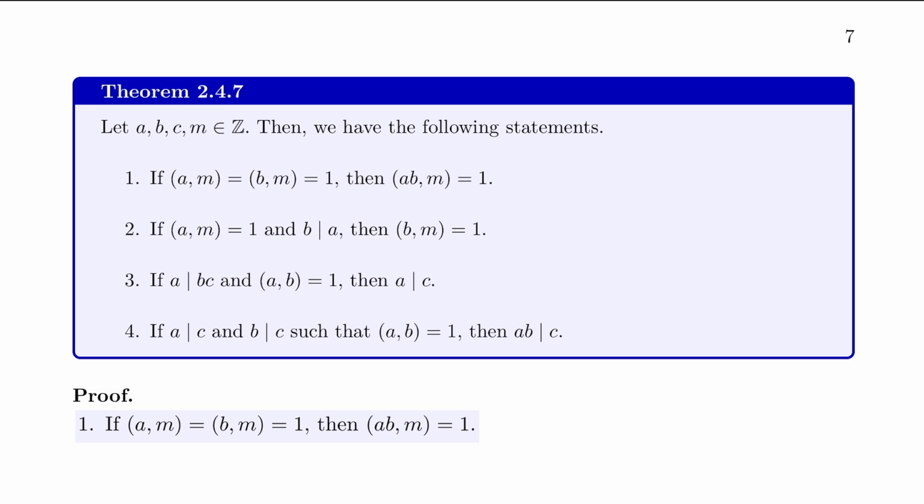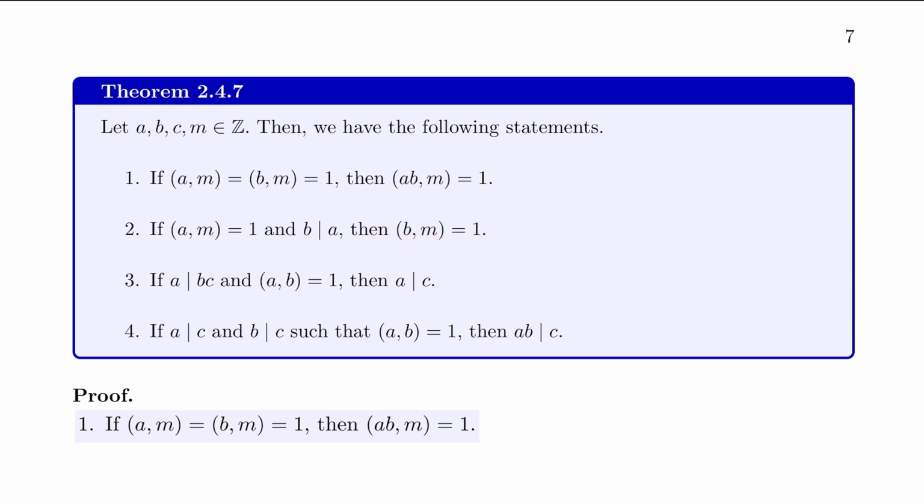Number one, if the greatest common divisor of a and m equals the greatest common divisor of b and m, then the greatest common divisor of ab and m is also 1. And the second one is if we have the greatest common divisor of a and m equals 1 and b divides a, then the greatest common divisor of b and m is 1.